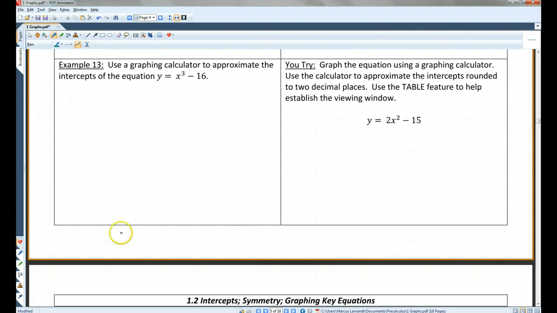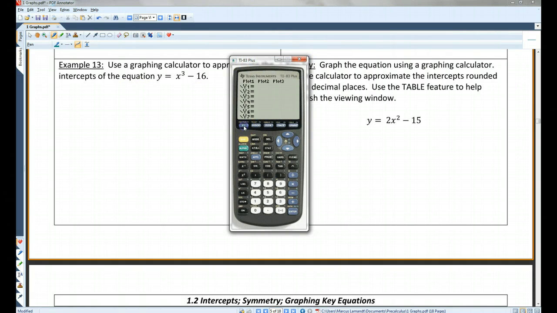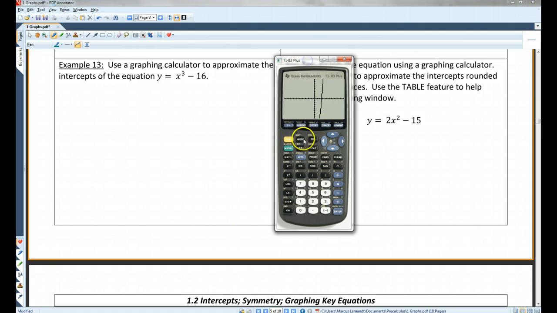Okay, use a graphing calculator to approximate the intercepts of this equation. Okay, let's pull out the calculator. They were nice enough to already solve for y for us, so I'll go to y equals x to the third power minus 16. Graph it. Okay, so you can tell it only has one intercept. Let's zoom out a little bit. Let's go to negative 20, because it might hit the y-axis. It only hits the x-axis once, but yep, it does.